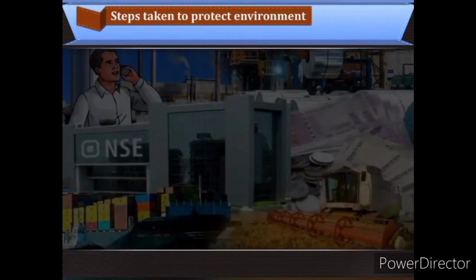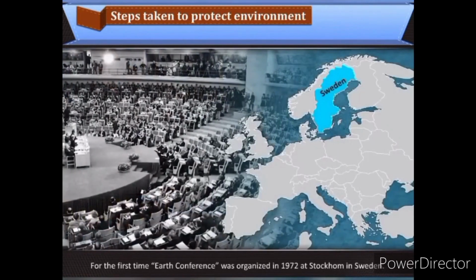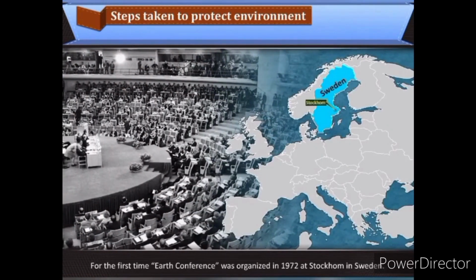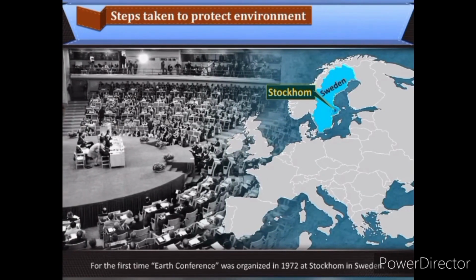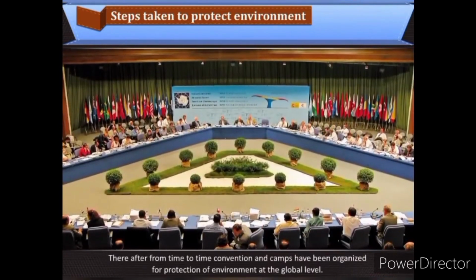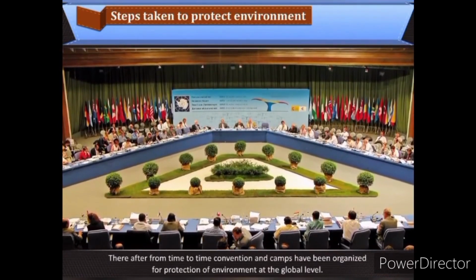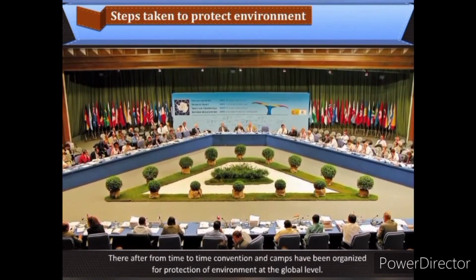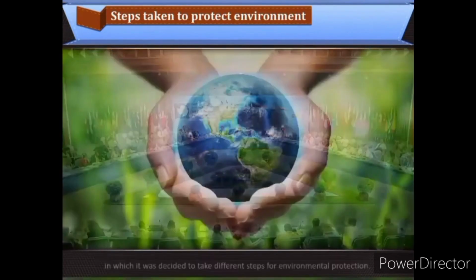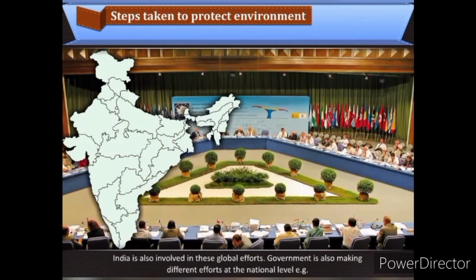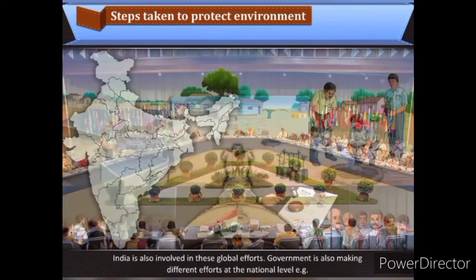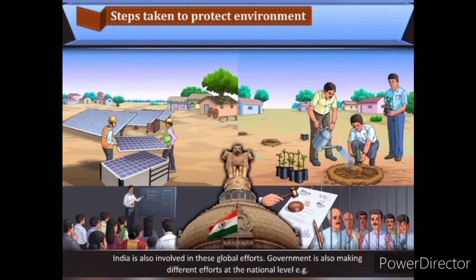Steps taken to protect environment. For the first time, the Earth Conference was organized in 1972 at Stockholm in Sweden. Thereafter, from time to time, conventions and camps have been organized for protection of environment at the global level, in which it was decided to take different steps for environmental protection. India is also involved in these global efforts. The government is also making different efforts at the national level.